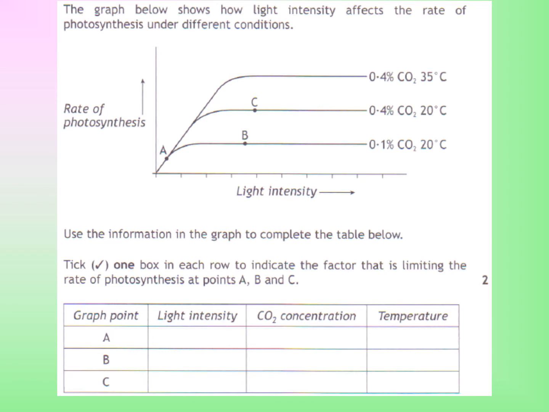So obviously we're going on the way up, so we look down, so that will be light intensity. B: we're on the level, so you look up and spot the difference. So what's higher? CO2. So what's limiting photosynthesis at B is CO2 concentration. Let's look at C. Look at the level above and spot the difference, and it is temperature. There's a higher temperature above.